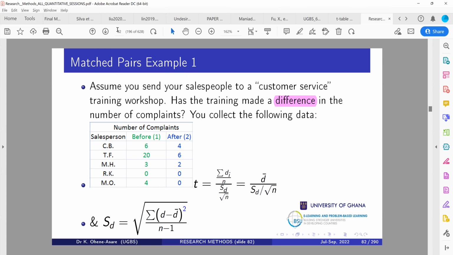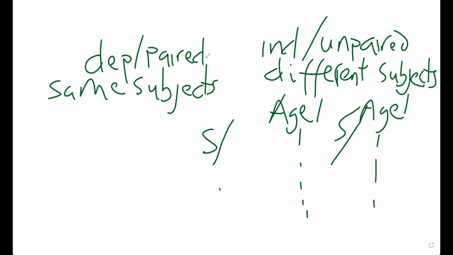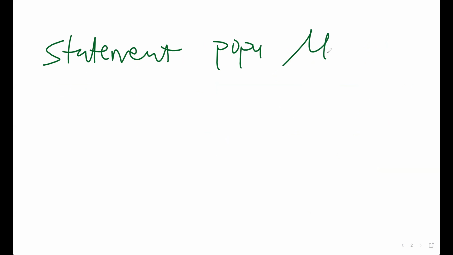So let me start by telling you what a hypothesis is. A hypothesis is a statement about a population parameter. The population parameter is given by the sign called mu. Mu means mean. Now let me make it very practical.